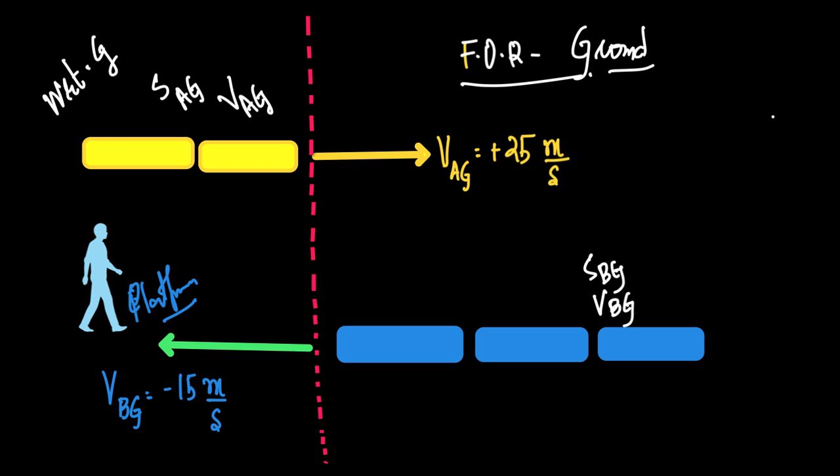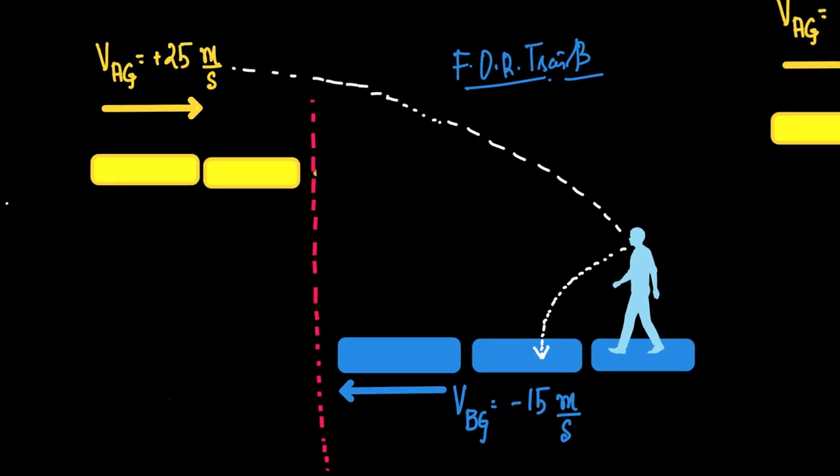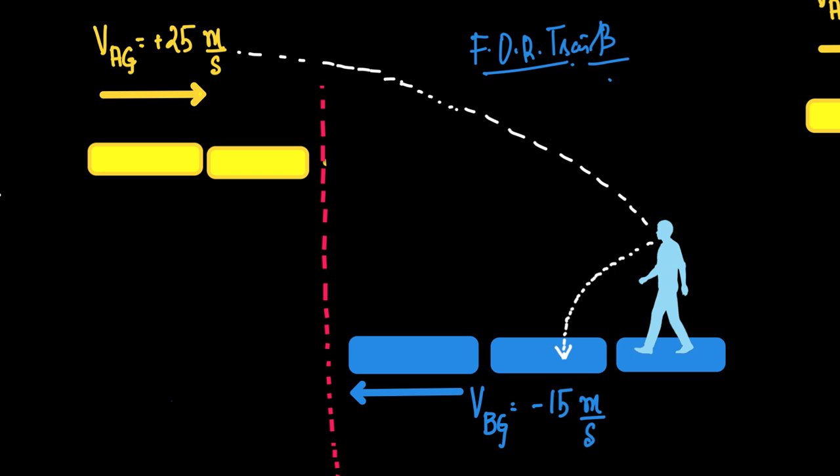Now, is he on the platform? No. The observer is now on train B. Is train B stationary? No, it is moving with some velocity, which is minus 15 meter per second, but not with respect to this observer. This is with respect to the ground.